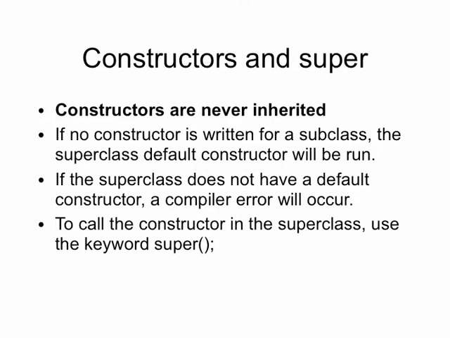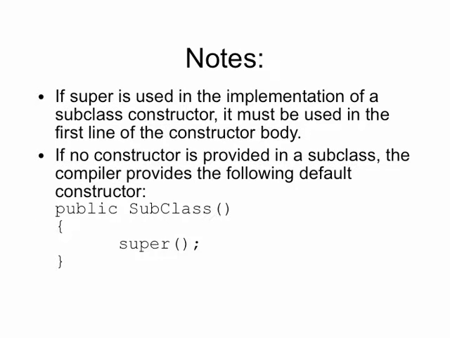To call the constructor in the superclass, we use the keyword super. Take a look again on page 134. Under public class Undergrad extends Student, notice the first thing we see is the default constructor, and the first thing that the default constructor does is call the default constructor in the superclass. Look how it says super with the parentheses after it. That's how it's calling the default constructor in the superclass.